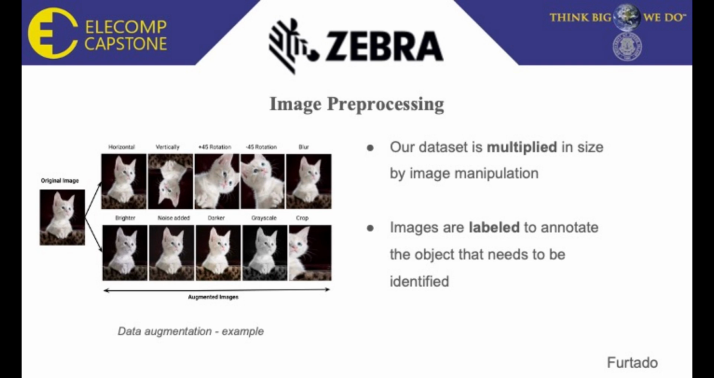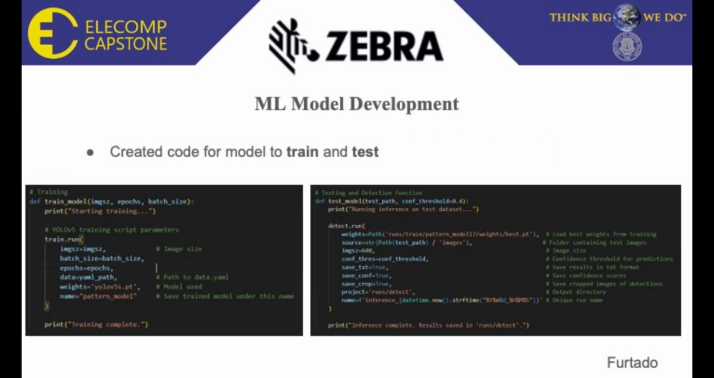In this scenario, there's only one photo of a cat, which becomes 10 different photos as they're stretched, flipped, and tilted. This allows the machine learning model to not only have a larger data set, but also different scenarios in which the image occurs. After this occurs, we have to label the entire data set and annotate it so that the machine learning model knows what to look for. And lastly, I created the code to train and test the model.